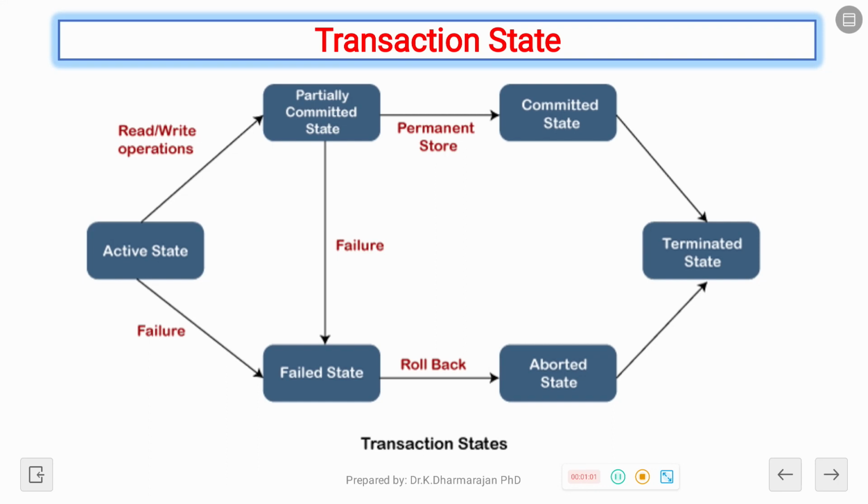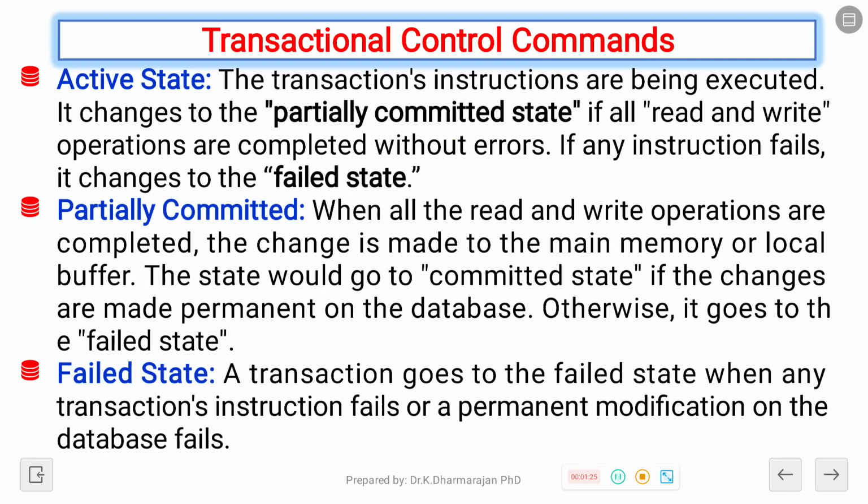Another thing, transaction state. What is meant by transaction state? For example, consider you are going to transfer money from one account to another account. What are the steps involved in the process? This is like a transaction state. Number one, the active state. The end is called the terminate state. You can see the diagram.